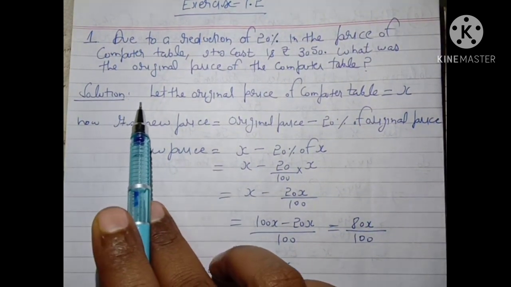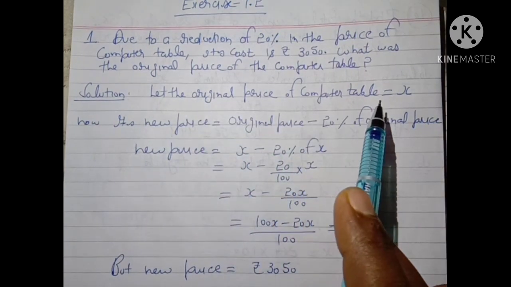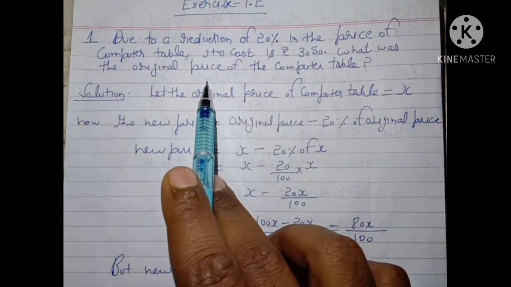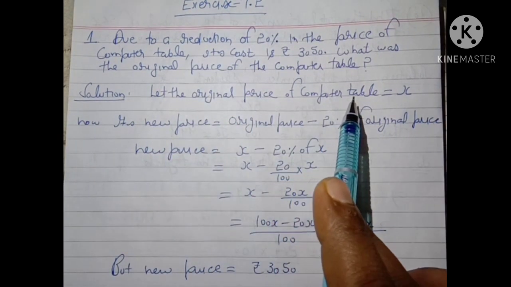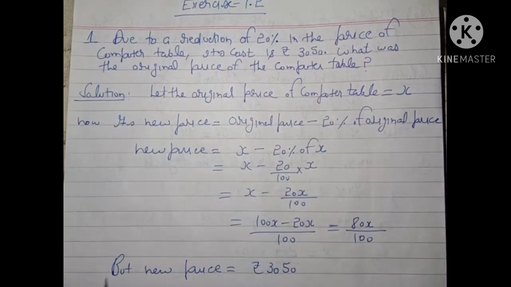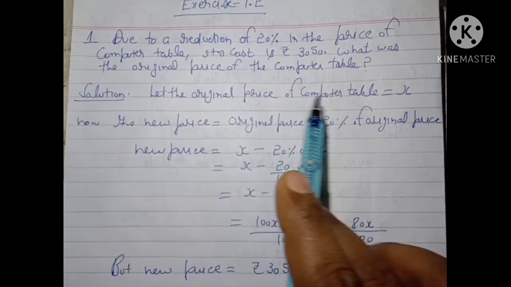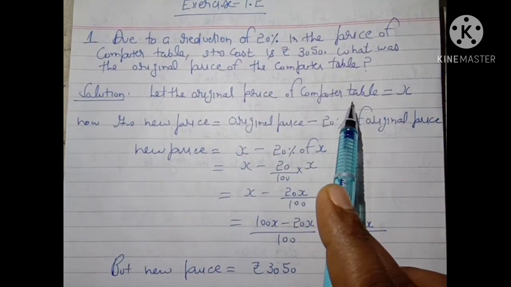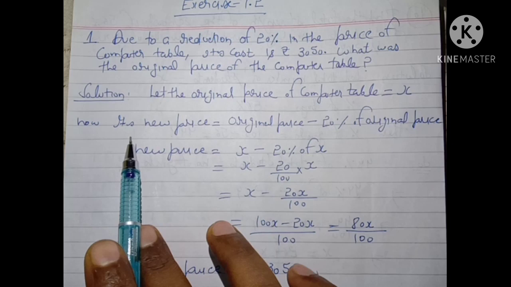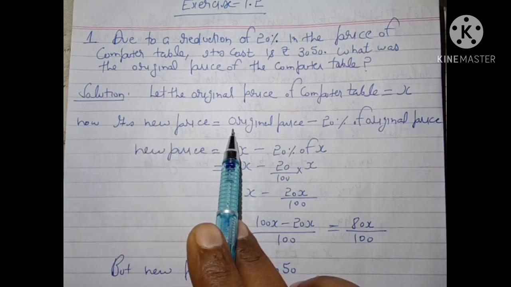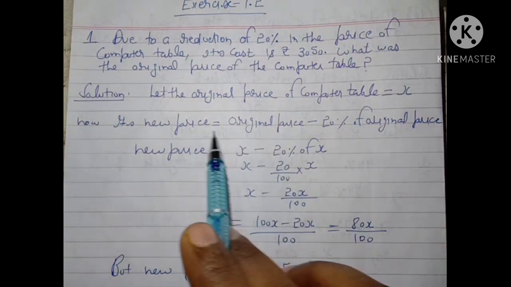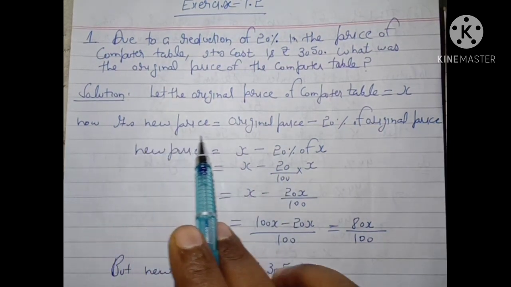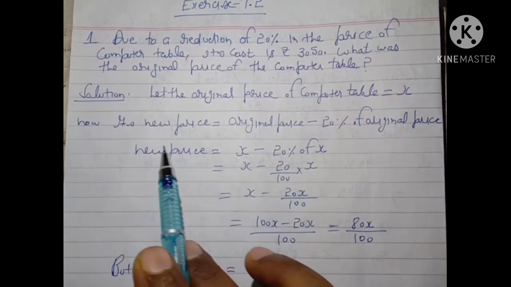So let's see. Let the original price of the computer table be x, because the value we have to find in the sum, we first assume as a variable x. Then its new price will be equal to original price minus 20% of original price. Okay, you have to understand this equation carefully and then you can easily solve this sum.